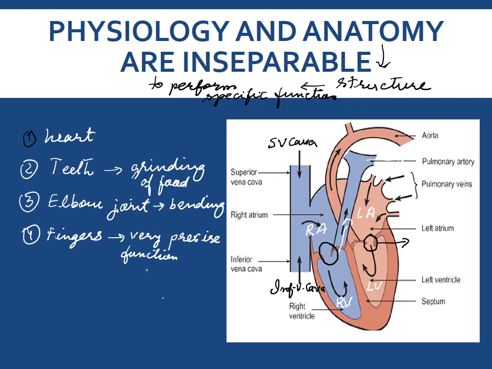So the first example is the heart. And the second example is teeth. The teeth are designed to grind. What is to be ground? Food. So teeth are designed for grinding of food. Elbows, meaning the elbow joint, are meant for bending.